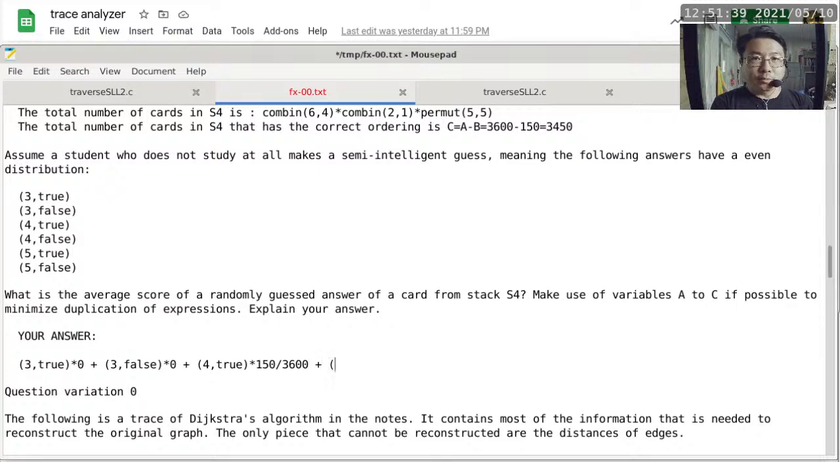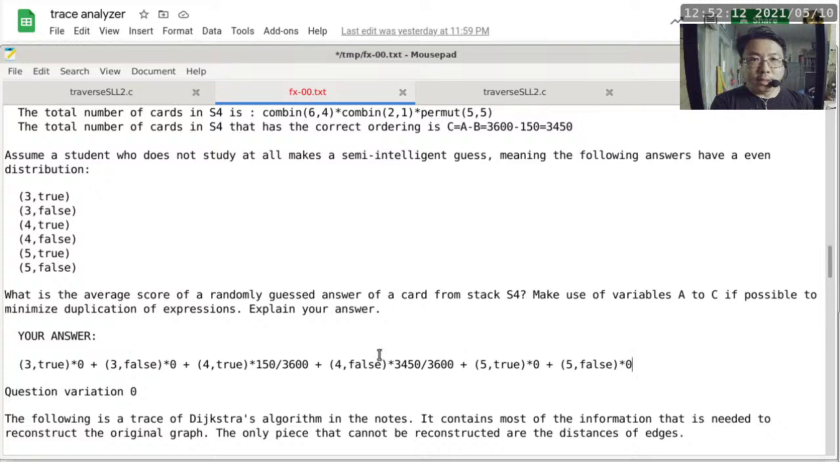And then the next one is 4 false, okay? And that one has 3,450 of those out of 3,600. And then we have the 5 true, okay? 5 true is not going to be getting any points, because remember, we're still limiting to a card from the stack S4, which means we're still only considering the cards that have exactly 4 precedents. But the student doesn't know it, okay? So that's the other thing that is important.